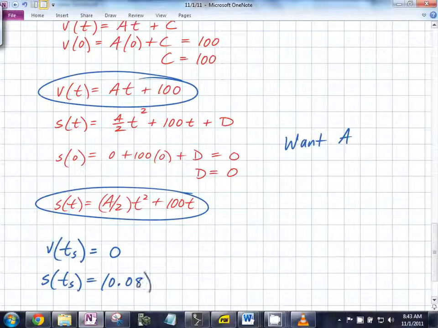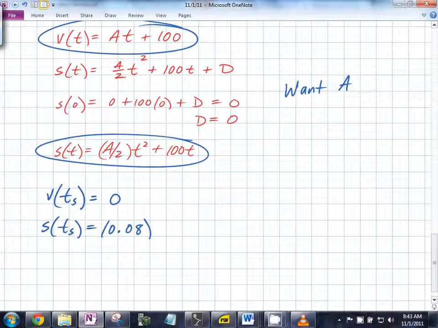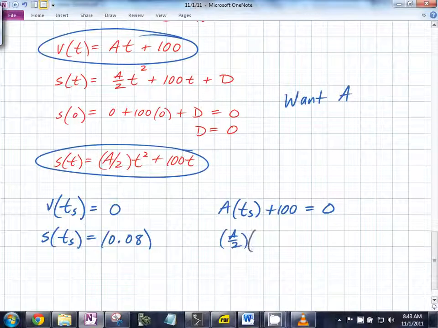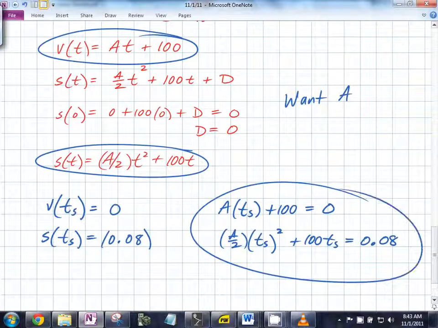Do we have the position and the velocity functions? Do we actually have them written up there? Yeah. So velocity at time t sub s is 0. So we know that A times t sub s plus 100 is what? 0. And we also know that A over 2 times t sub s squared plus 100 t sub s is equal to what? 0.08. Correct. How many variables do we have? How many equations do we have? So theoretically, what can you solve for? Both of them. You want A, right?